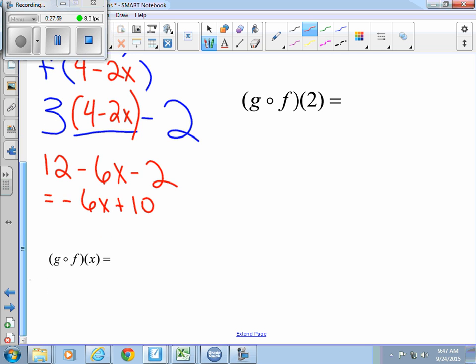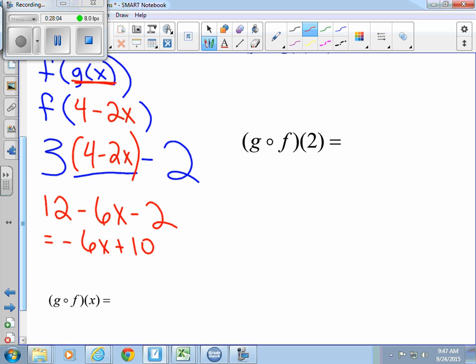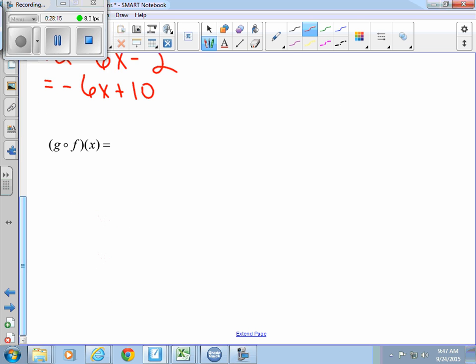So now let's try g of f of x. From here, the negative 6x was here, and here 12 minus 2. So just combining like terms. So now I'm going to do g of f of x. Again, the very first thing I'm going to do on g of f of x is write it to where I can understand it. I'm going to work from the inside out. So I'm going to replace the f of x with f of x.